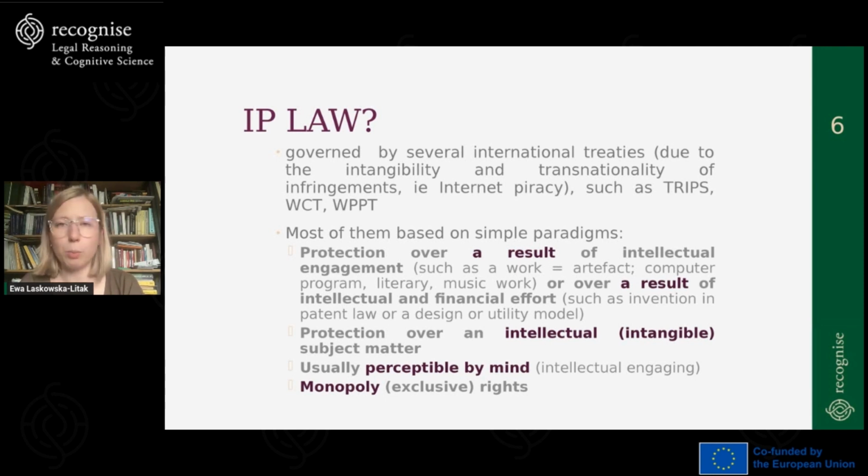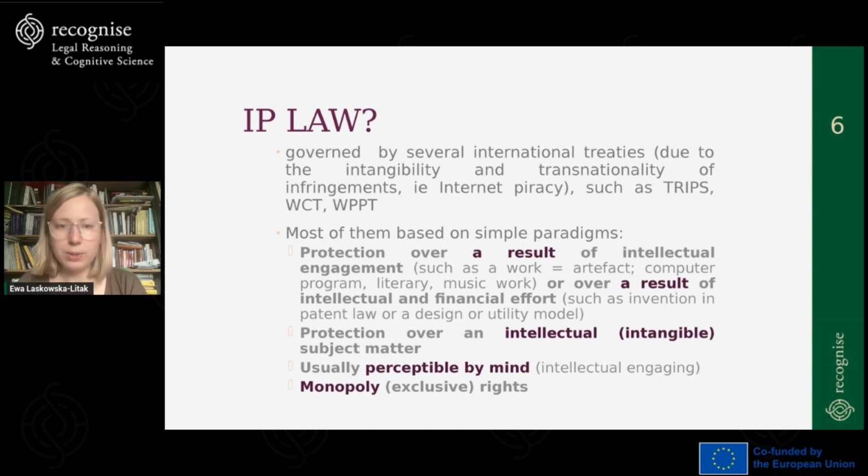meaning that intellectual property law is based on protection over a result of intellectual, investment or financial efforts undertaken by a producer. And in the example of copyright law, we focus on the result of intellectual engagement that is or shall be protected under copyright law.